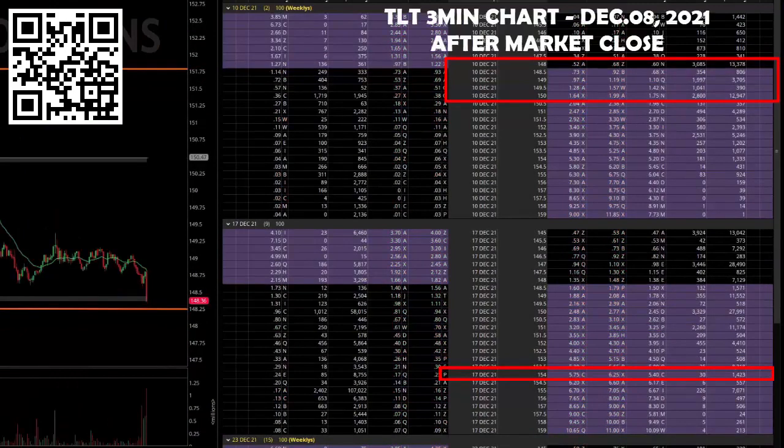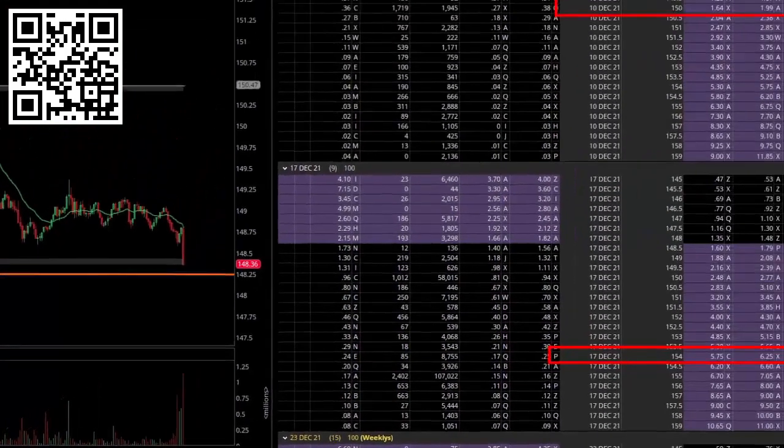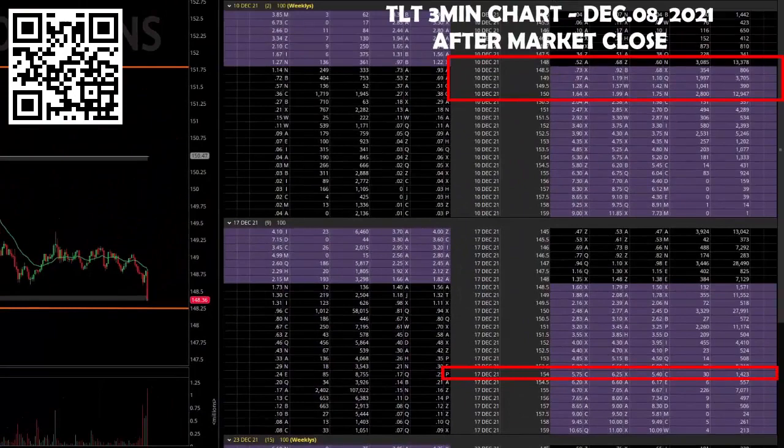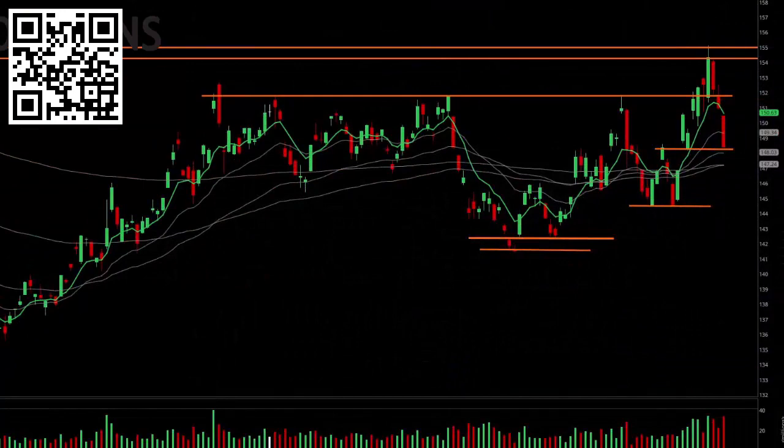So we are back, the market closed, and what happened to TLT? Whoa, sick. TLT closed at lows, 148.36. Beautiful, just beautiful. What can I say? 3 days trade, coming all together.